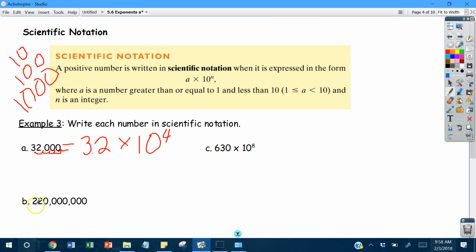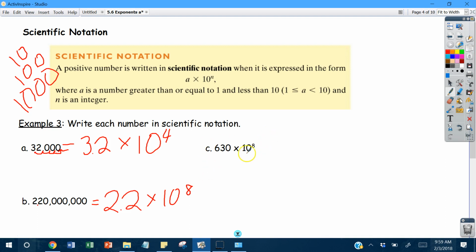So B, you have 220 million, and so we have the same kind of thing going. We have a bunch of zeros at the end, and we have a 22 part. So let's express that as a decimal. Let's put the decimal right here. So this would equal 2.2, which is some number between 1 and 10, times 10, and then how many zeros do I need to multiply by to get this number back? I got 1, 2, 3, 4, 5, 6, 7, 8. So if I do 2.2 times 10 to the 8th, I end up with 220 million.